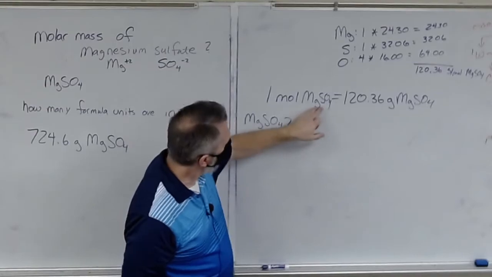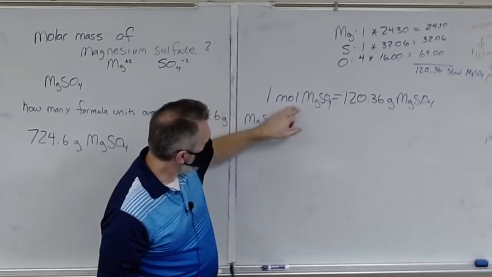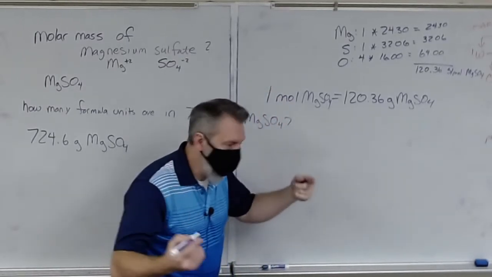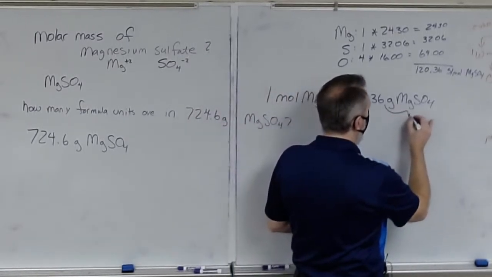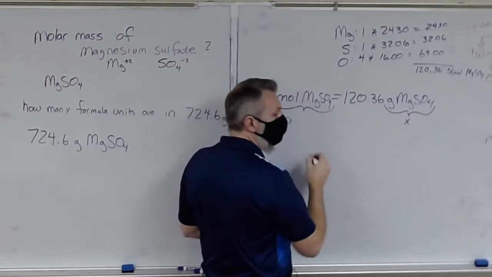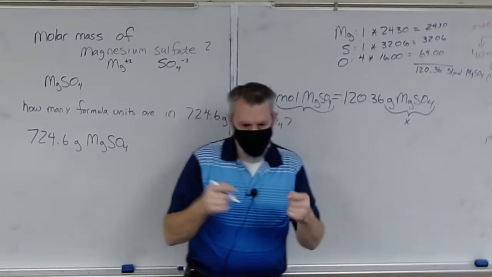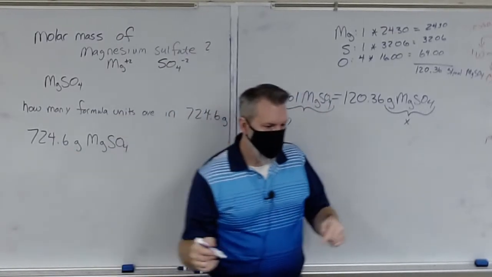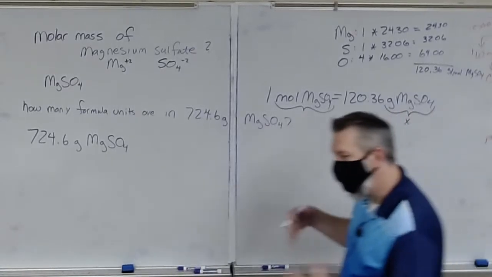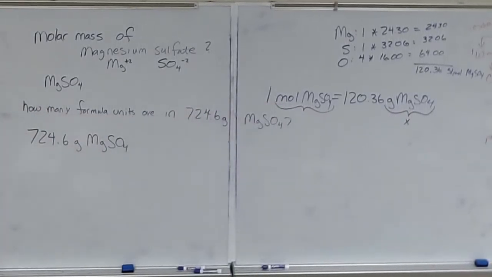But this is only true if I actually write the MgSO4 and the mole and the gram and the MgSO4. I want your brain to start treating this as an X or a Y. Those two things put together, the grams of whatever it is and the moles of whatever it is. We're going to always write number, unit, stuff on everything.